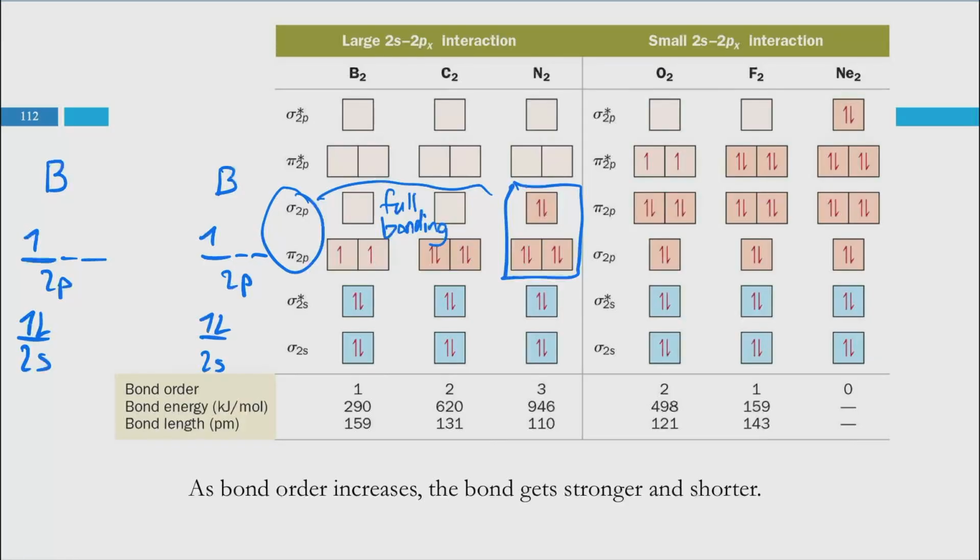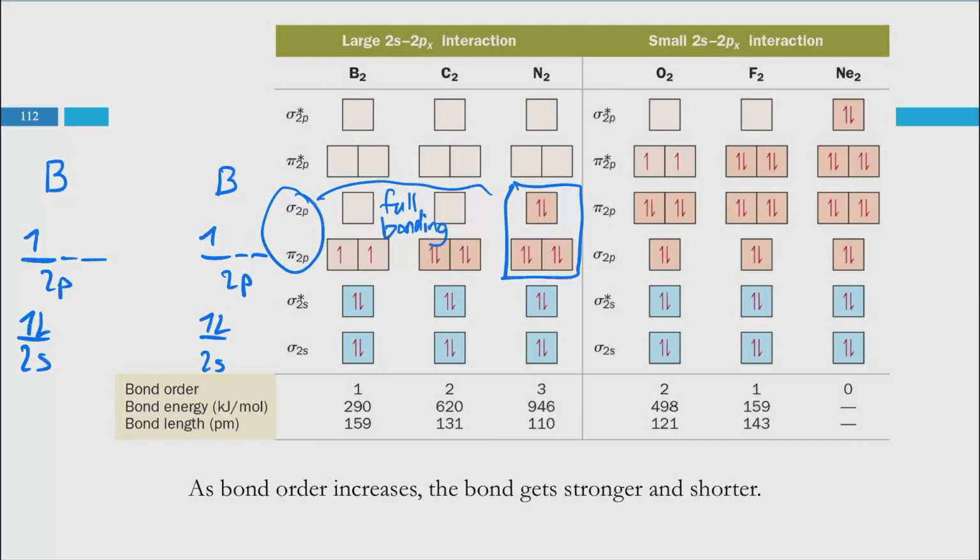So we've got full bonding for N2, and that has a bond order of 3. If we did a Lewis structure for N2, we would also find that it has a triple bond. So that matches well. And then we have a smaller 2s, 2px interaction for O2, F2, and neon 2. And we are adding more electrons. So we add our next 2 electrons into the pi 2p antibonding orbital.